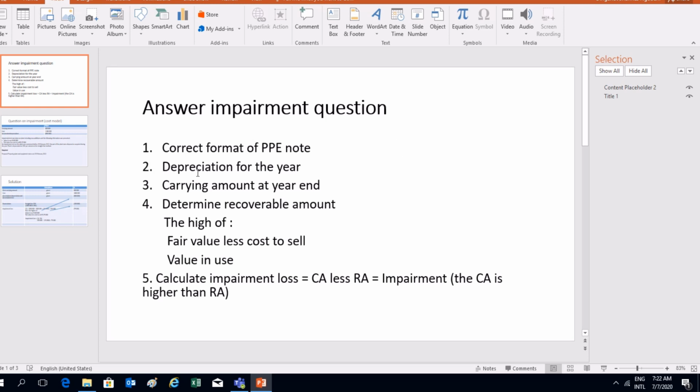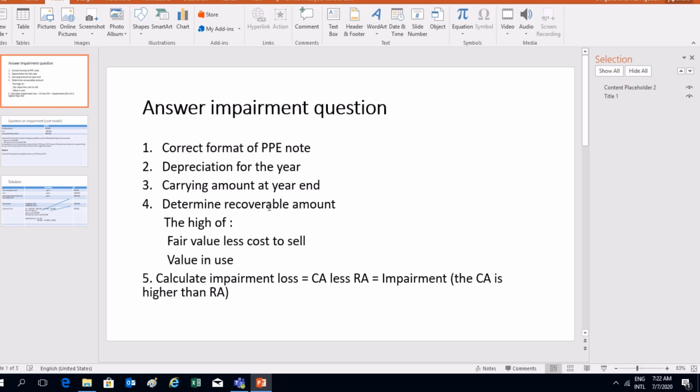You must do depreciation for the year. Why? Impairment happens at year end. It means the asset must be depreciated first to get the carrying amount at year end. Remember, before we can calculate impairment, we should know what the carrying amount at year end is of the asset that is impaired.